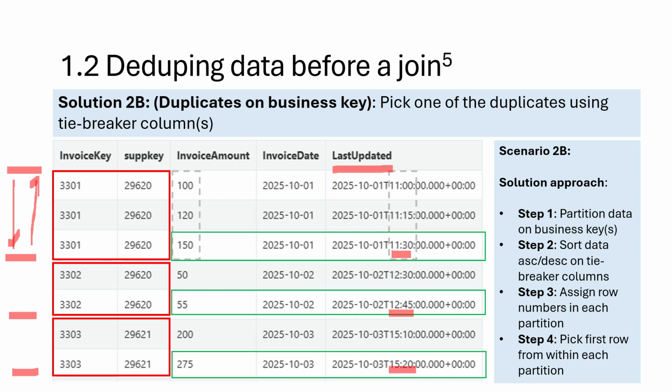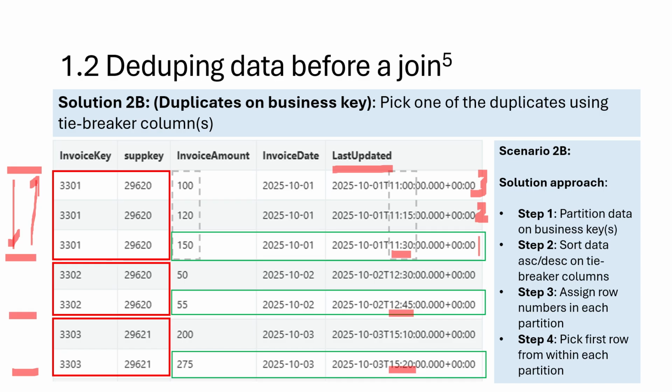Then step 3 is to assign the row numbers within each partition. For our example, let us pretend that we have sorted the data in the descending order so that the latest of the records will be assigned row number 1, the second latest would be assigned row number 2, and the oldest will be assigned row number 3. Then repeat this process for the second set of duplicates and the third set of duplicates.